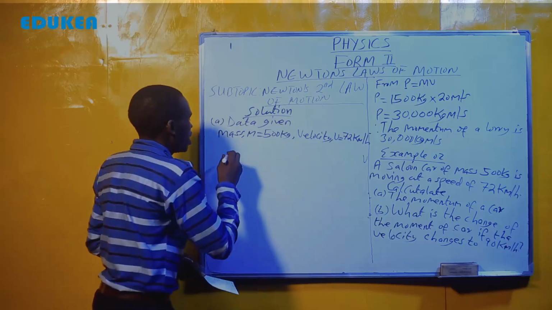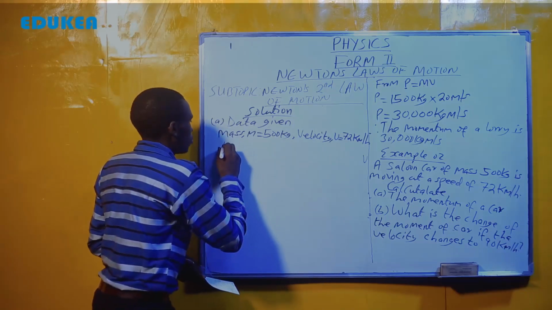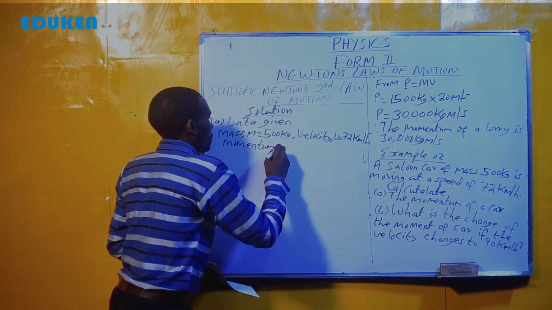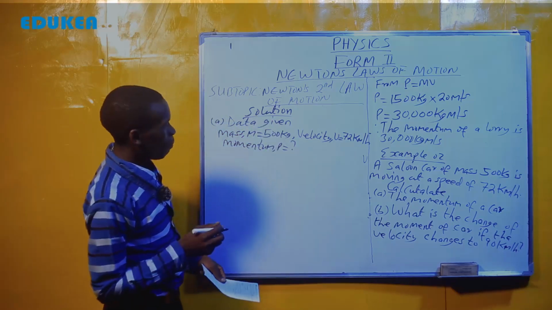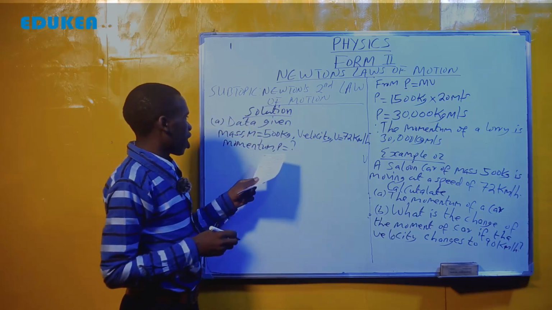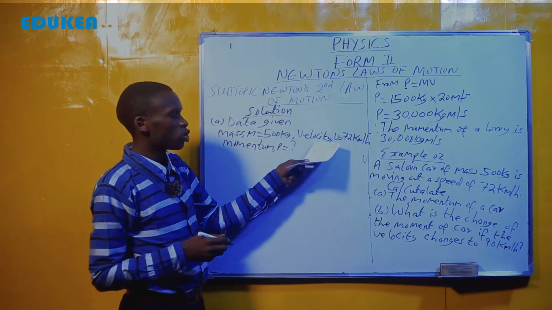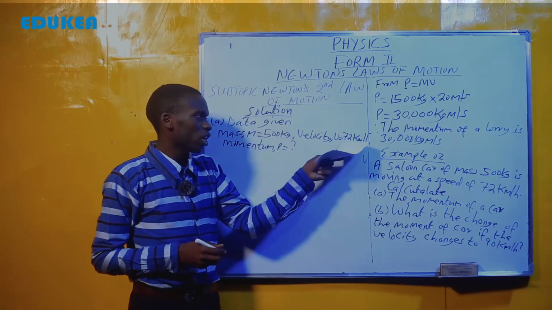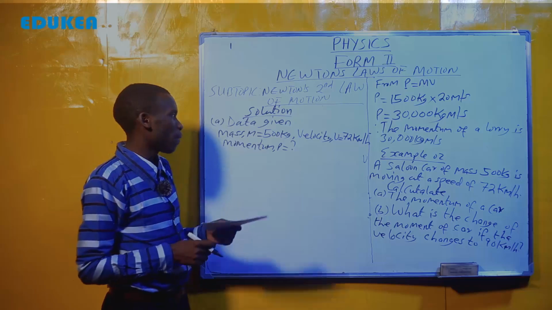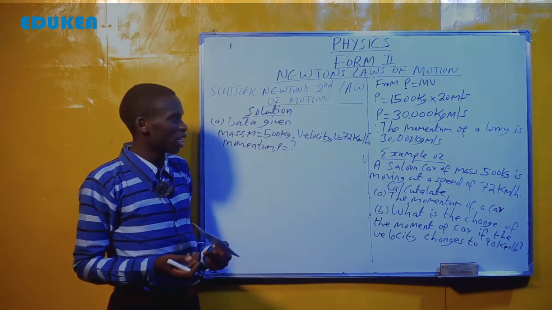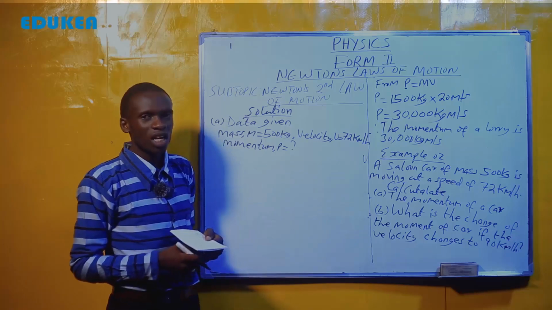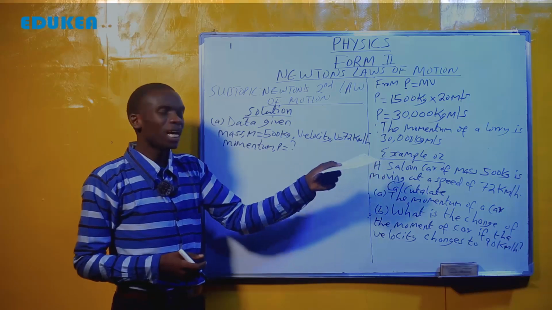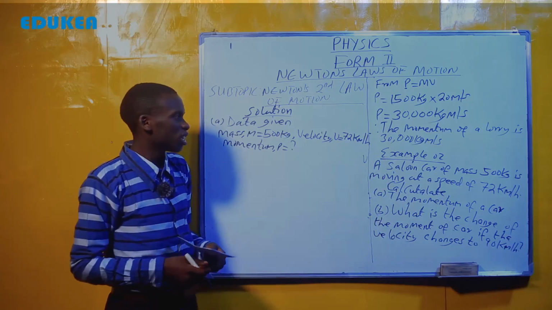You are required to determine momentum P. But we have all data, mass and velocity. We are required to determine momentum. But you see, this velocity is not in its SI unit. The SI unit of momentum is kilogram meter per second, and the SI unit of velocity is meter per second. So first thing we have to change this velocity to meter per second. How to change this in meter per second?